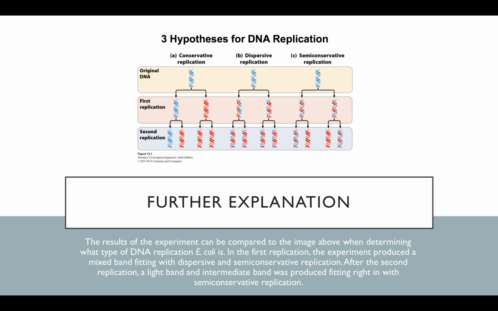The results of the experiment can be compared to the image above when determining what type of DNA replication E. coli is. So as we discussed in the last slide, after the first replication, the experiment produced a mixed band, which fits in with the semi-conservative replication and the dispersive replication. But then when we move into the second round of replication, a light band and an intermediate band were produced, which only fits in with the semi-conservative replication. So the conclusion is that DNA is semi-conservative.